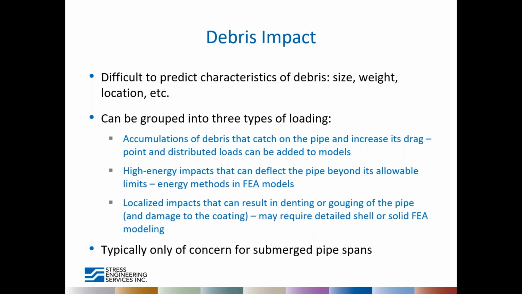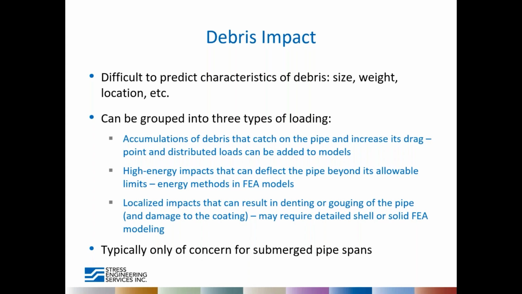And then third, there's localized impacts like a rock hitting your pipe that can cause denting or gouging of the pipe, and possibly damage of the coating that would allow for corrosion. And these localized impacts require a fairly detailed analysis because they simply can't be analyzed using beam models or something simple like that.